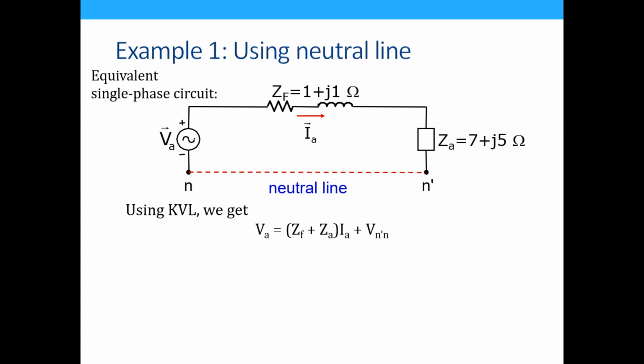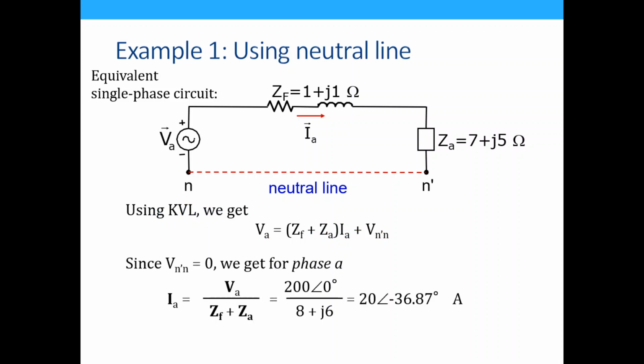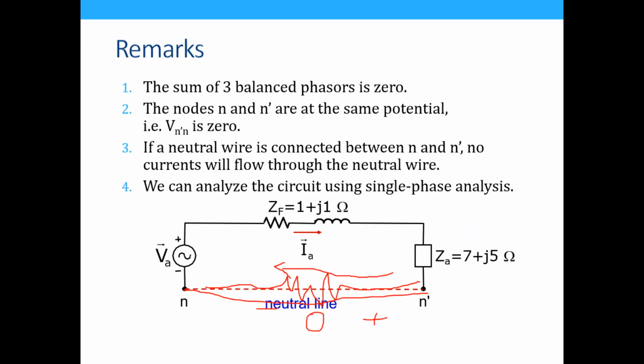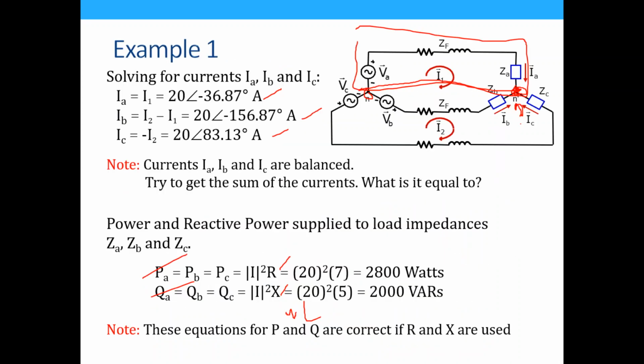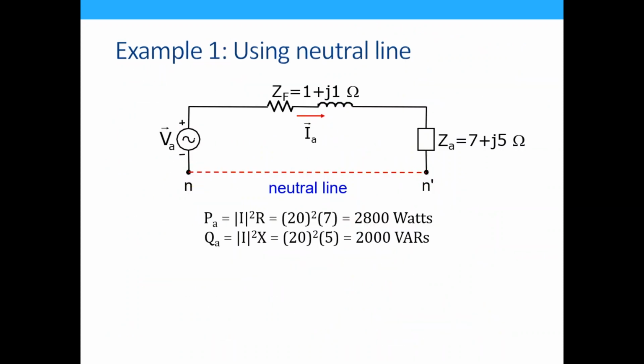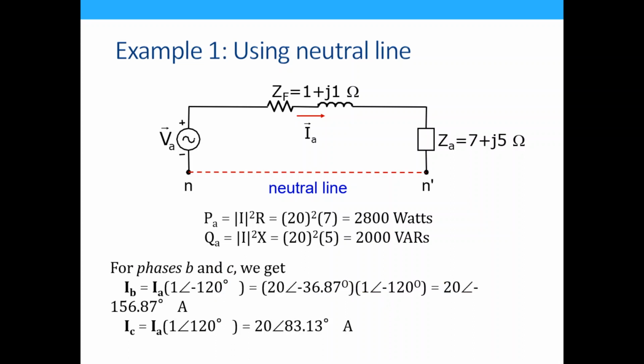Right? Using KVL, we get this. Since Vn prime n is 0, okay, voltage here between this point and this point is 0, we can solve for phase A. And this is actually what we got earlier. So let me backtrack a little bit. There you go. It's the same. It's right here. Right? And the power we tried to solve is equal to 2,800 watts and 2,000 volt ampere reactive. For phases B and C, we can get it from phase A just by adding or subtracting 120 degrees.